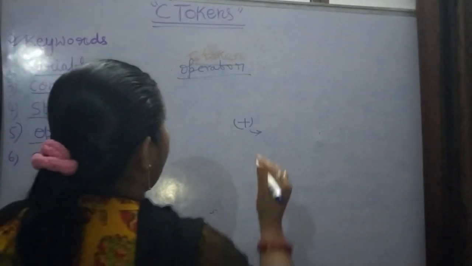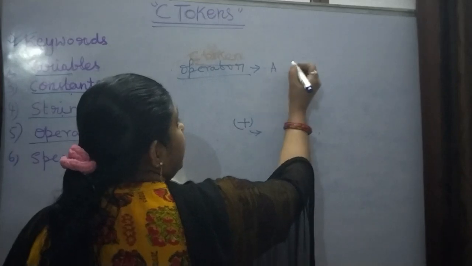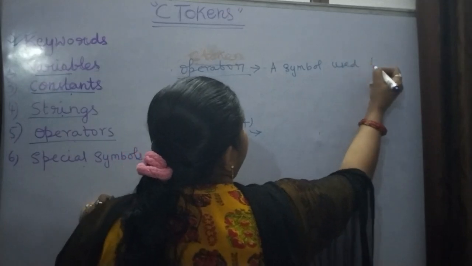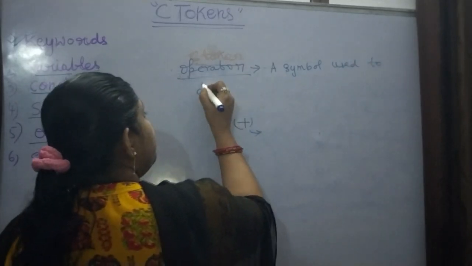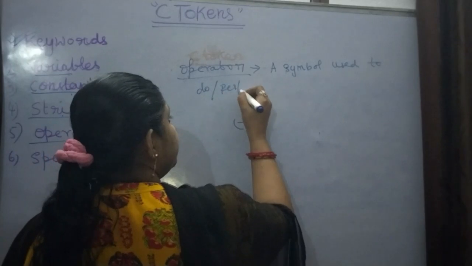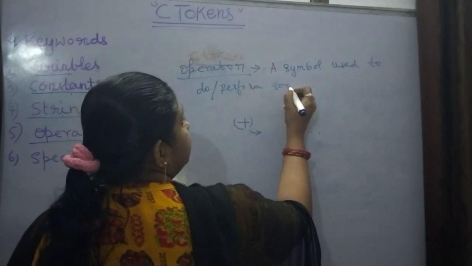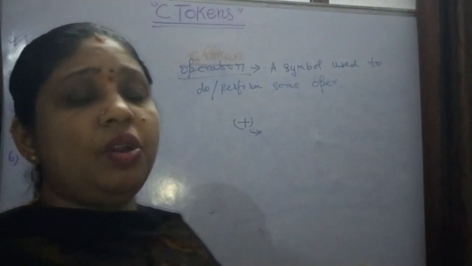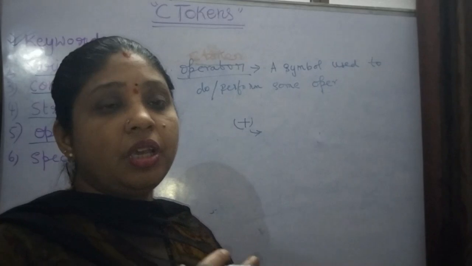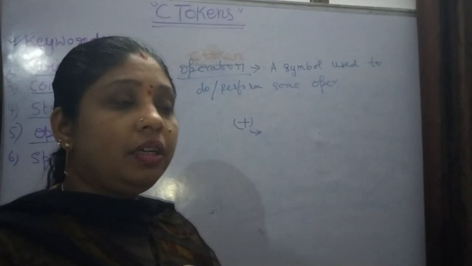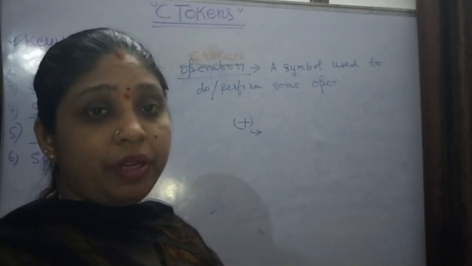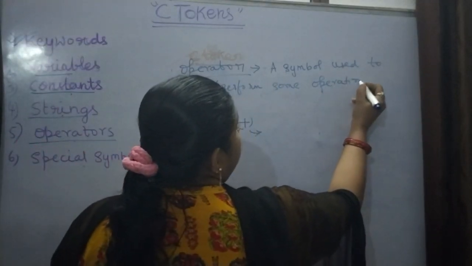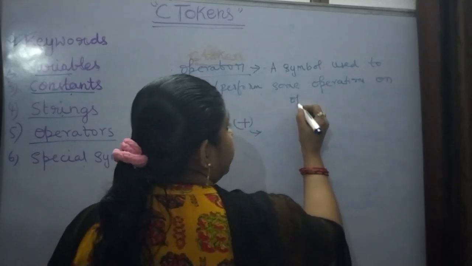Or even you can write like this: a symbol used to do or perform some operations. Not only arithmetic operations, there are many operations like logical operations, arithmetic operations, and increment and decrement operations. All these operations can be done on operands.